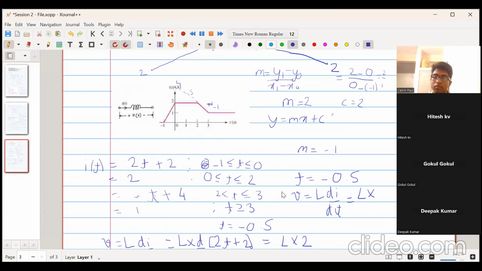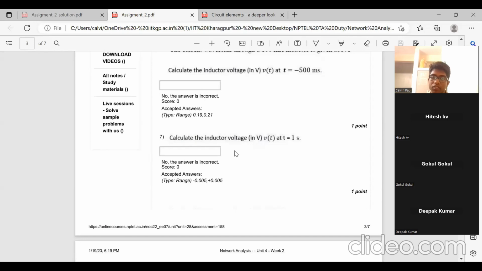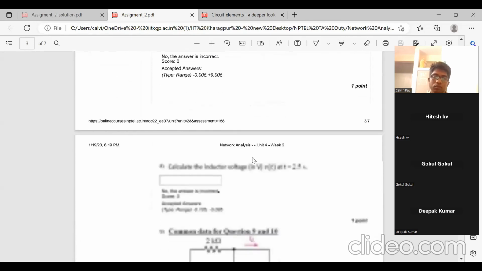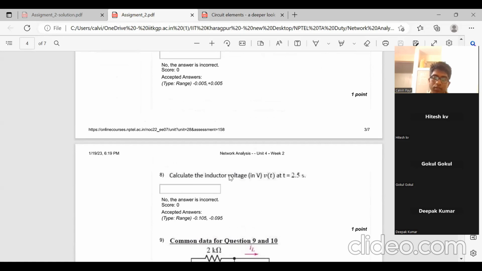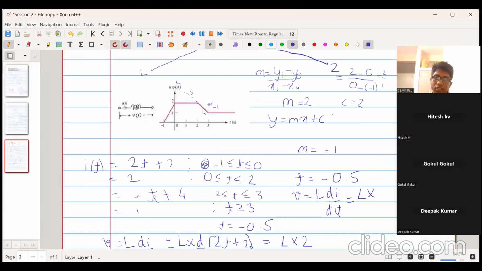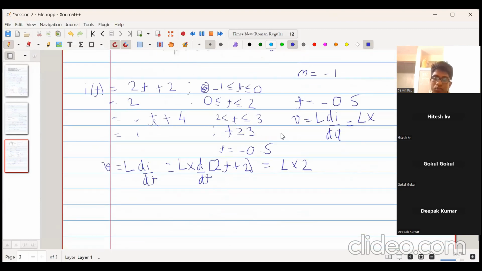Okay. So for this seventh question, the voltage across the inductor is 0 volt. Now they're telling us to find the inductor voltage at t equal to 2.5 seconds. 2.5 is around here. So we will write V equal to L into di by dt. That is L into d by dt of (minus t plus 4), which is equal to minus L. That will be equal to minus 0.1 volt.